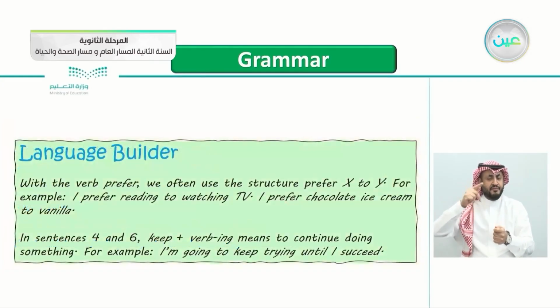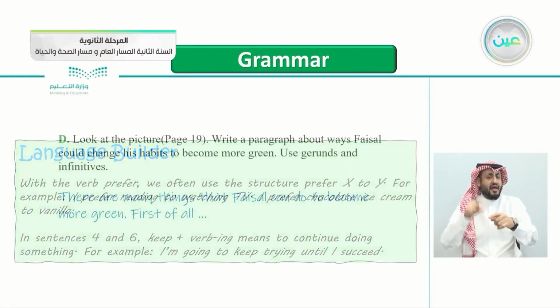That's correct. Here's a language builder for you. With the verb prefer, we often use the structure prefer X to Y. For example, I prefer reading to watching TV, or I prefer chocolate ice cream to vanilla. In sentences 4 and 6, keep plus the verb -ing means to continue doing something. For example, I'm going to keep trying until I succeed. So when you say I prefer X to Y, it means that you like X more than Y.